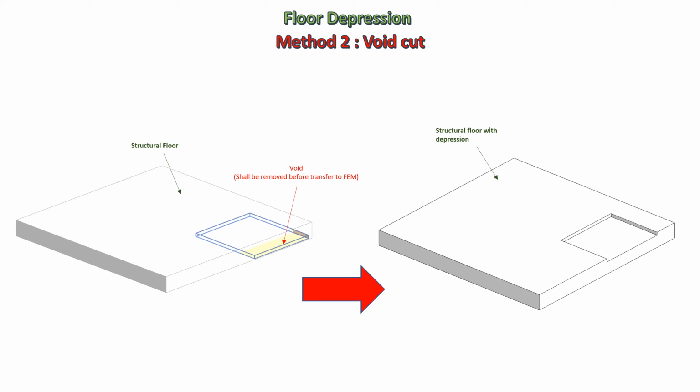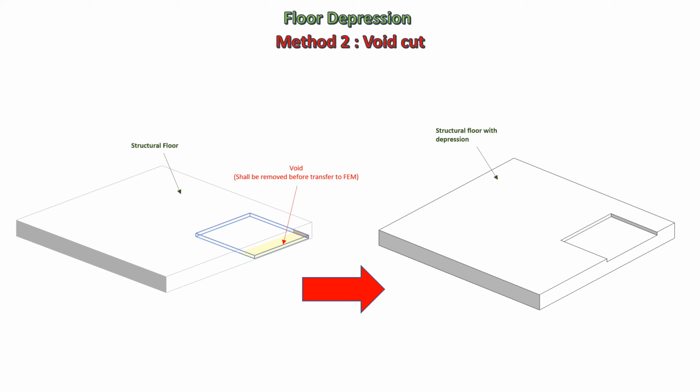The downside of this method is the structural analysis is based on the thickness of the base material and neglects the void part. For a slab thickness equal to or higher than 200 mm, and depression depth between 30 mm to 50 mm, neglecting the depression is most of the time considered acceptable in practice for the structural analysis part.